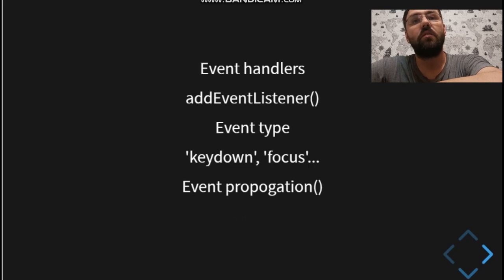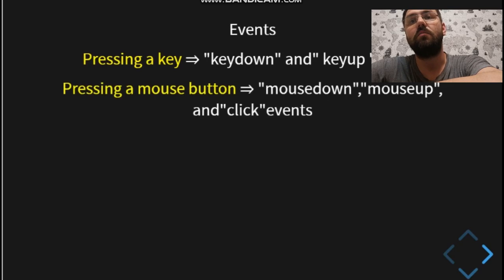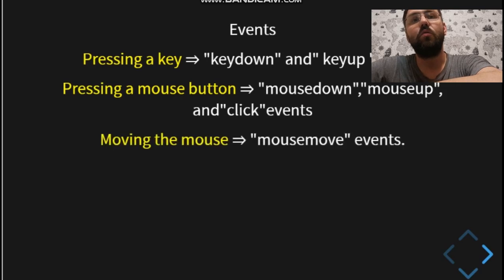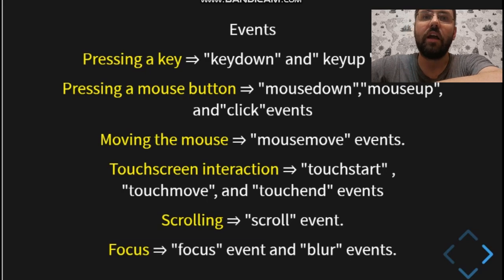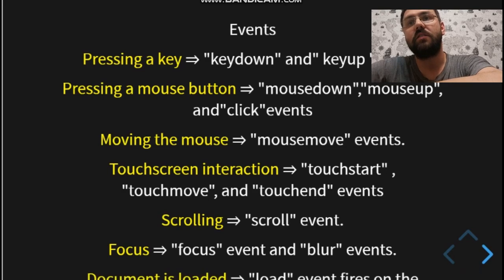Pressing a key fires keydown and keyup events. Pressing a mouse button fires mousedown, mouseup, and click events. Moving the mouse fires mousemove events. Touch screen interaction will result in touchstart, touchmove, and touchend events. Scrolling can be detected with the scroll event, and focus changes can be detected with the focus and blur events. When the document finishes loading, a load event fires on the window.